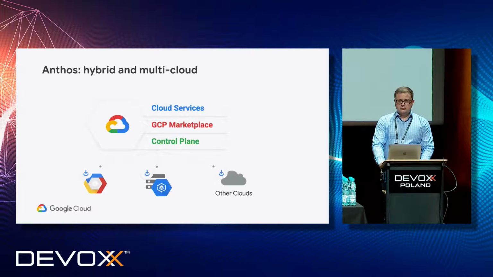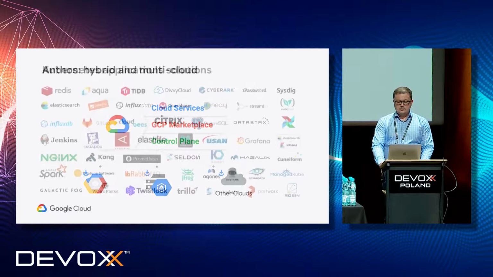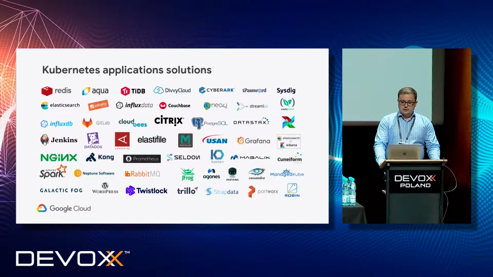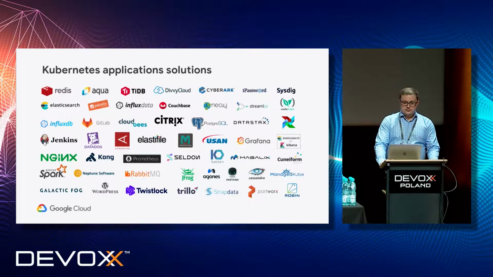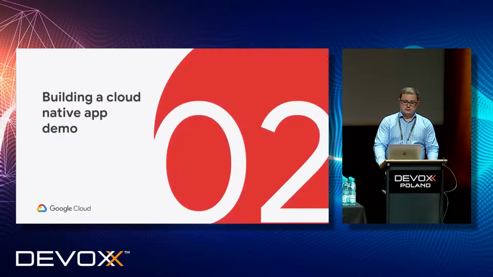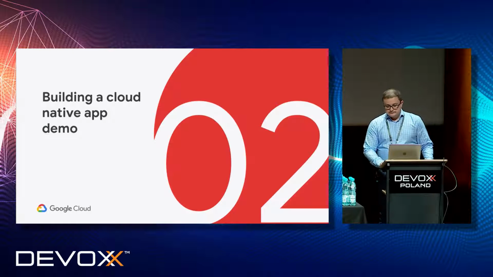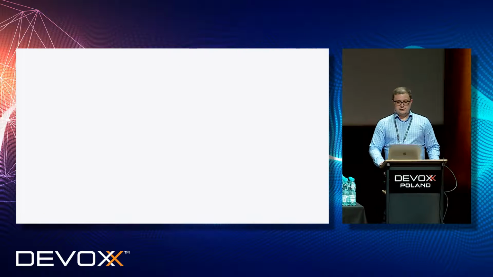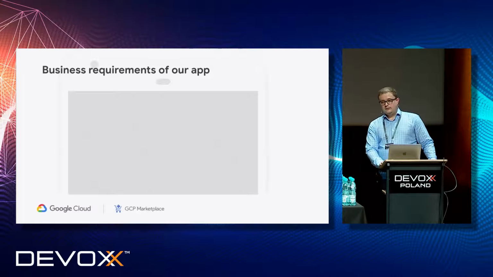This is designed for enterprises, but I will show examples of how Anthos configuration can be used in the real world. And those are some of the examples of Kubernetes applications that are available on the marketplace. And in the second part, we will try to build an application that will show some of those capabilities.